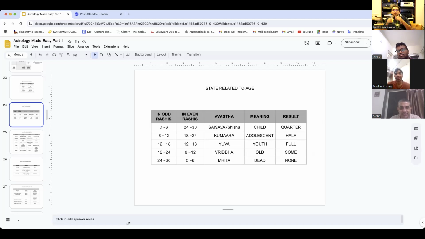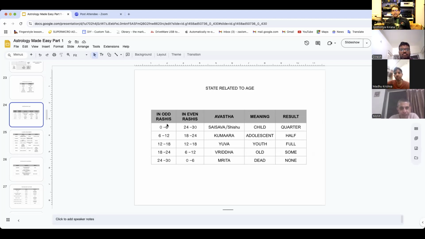So here we are talking about the quality. So we'll keep it to only quality. Don't make it into strength. That strength will be calculated in Shadbala. So don't get confused. Very clear difference is there between what is strength and what is quality.